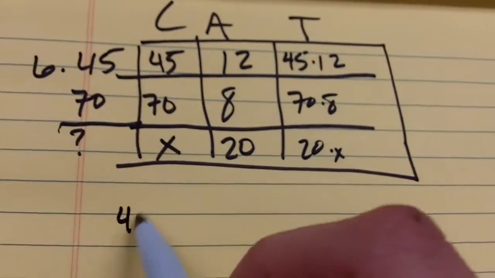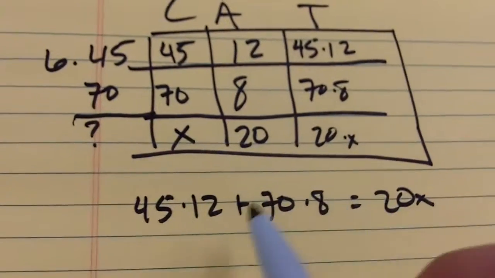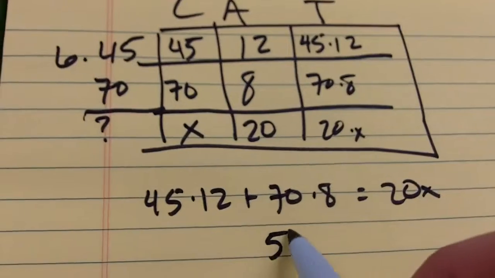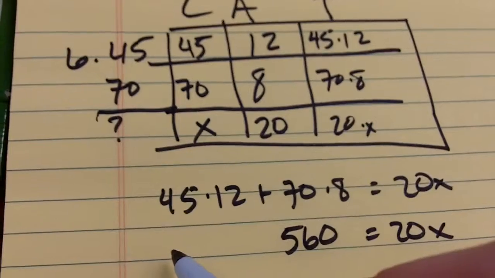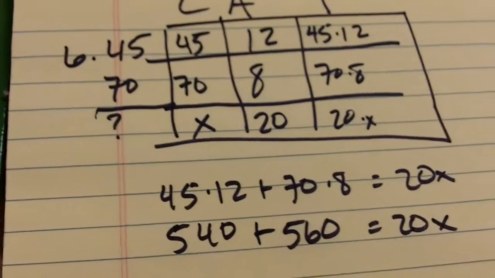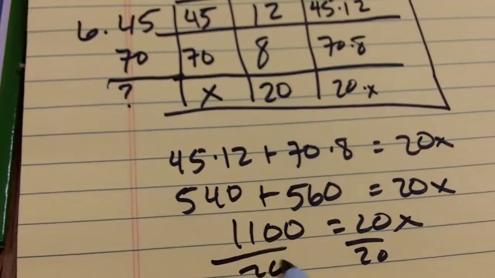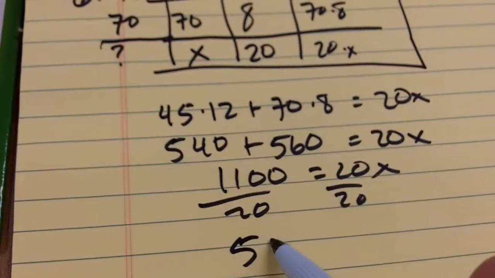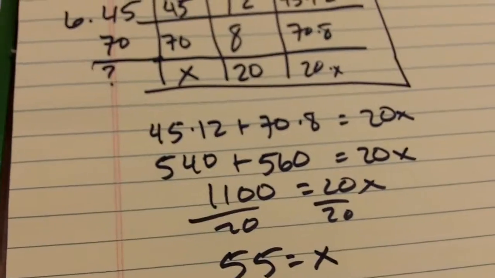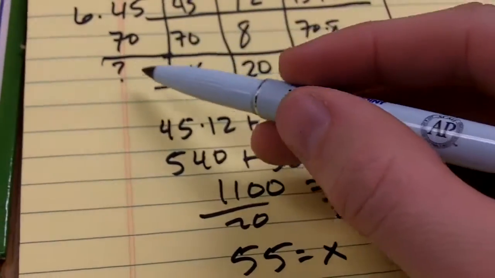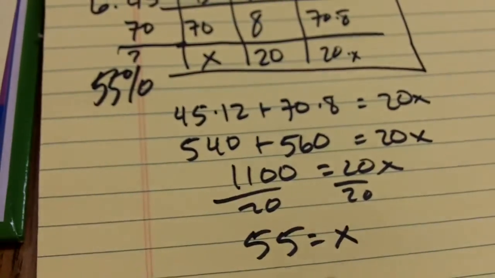How do I solve this? Write the equation. 45 times 12 plus 70 times 8 equals 20x. So we actually have to figure out what these numbers are. 70 times 8 is 560. 45 times 12 is 540. I can add those two together. I'm going to get 1,100 equals 20x. Divide by 20, divide by 20. And I'm going to get 55 equals x. So 55, does that make sense? Yes, it's in the middle of 45 and 70. So this question mark is a 55% acid solution. So we're okay with that.